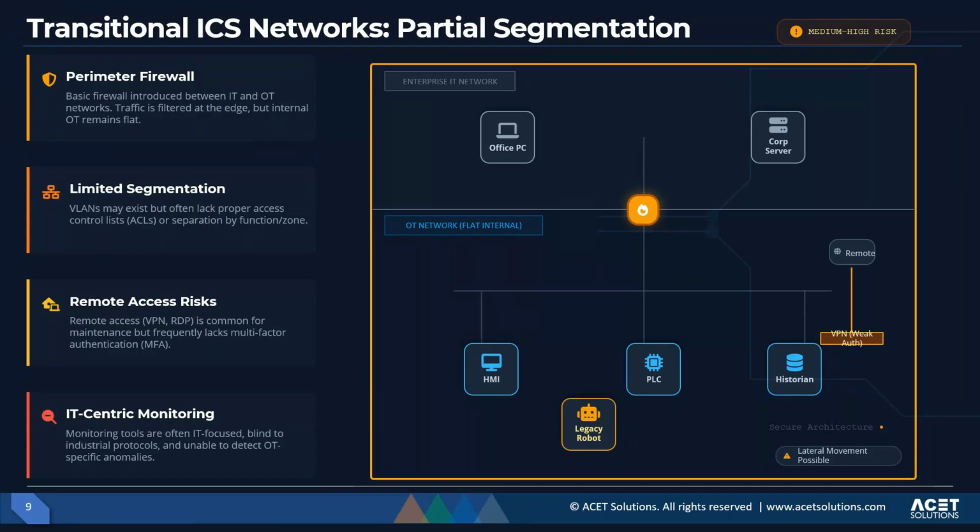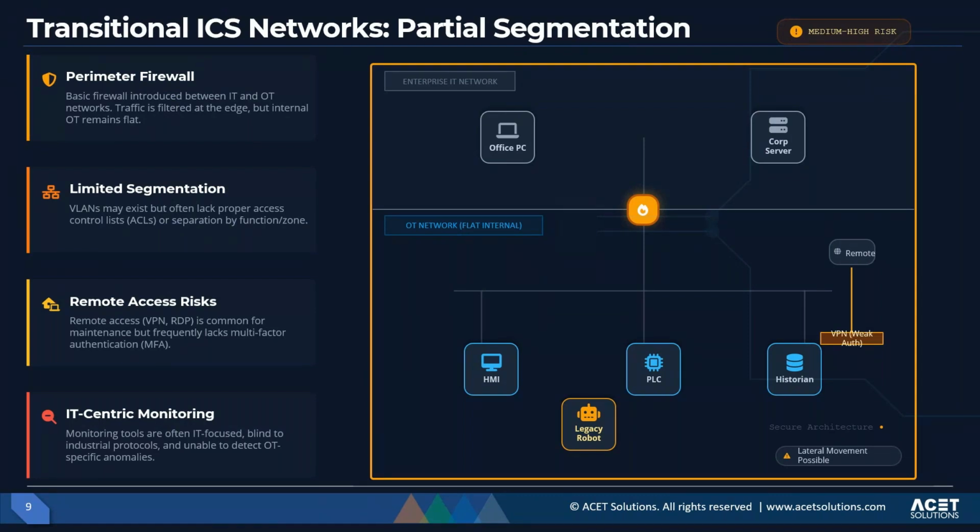Monitoring was introduced, but it was typically IT-centric and does not understand industrial protocols or control behavior. This means the system can detect general network anomalies but remains blind to the types of unsafe OT-specific activity, such as unauthorized logic changes or suspicious function code usage, that truly matter in the industrial environment. Because of these gaps, the environment remains at high risk. The lack of internal segmentation means that once inside, an attacker can move freely across the OT systems without encountering resistance.